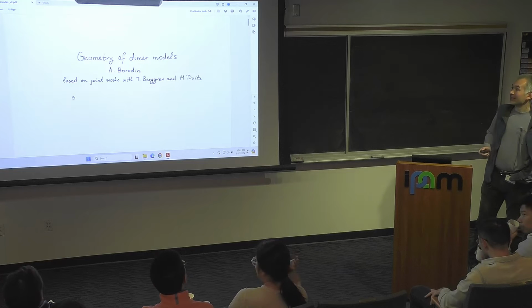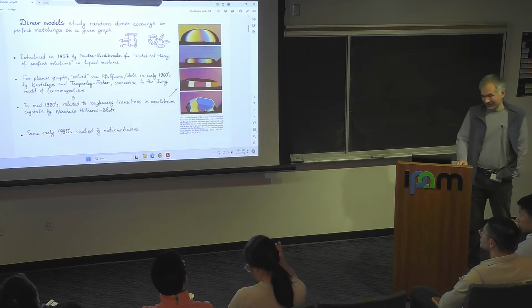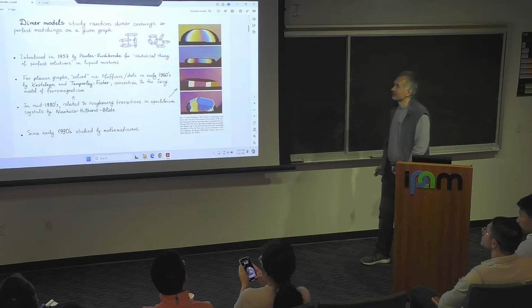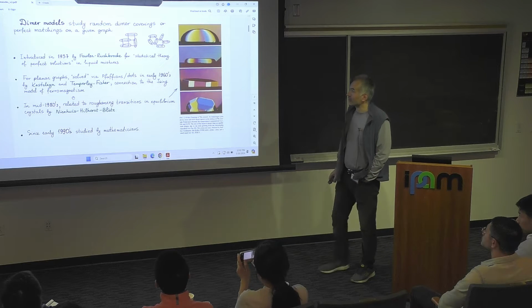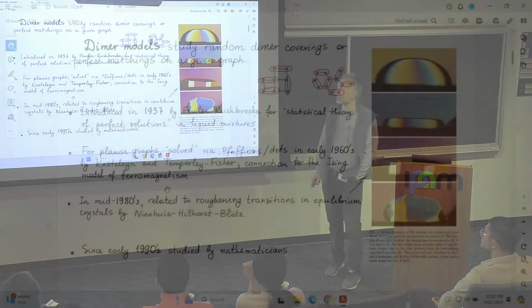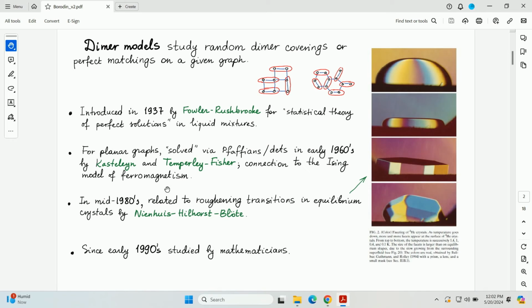All right, so with that, what am I talking about? I'm talking about dimer models. I suspect they don't need an introduction in this audience, but still, in one word, one is looking at a graph and at different ways to cover the graph by edges in such a way that every vertex is covered exactly once. It's called a perfect matching in combinatorics, or a dimer cover in physics.